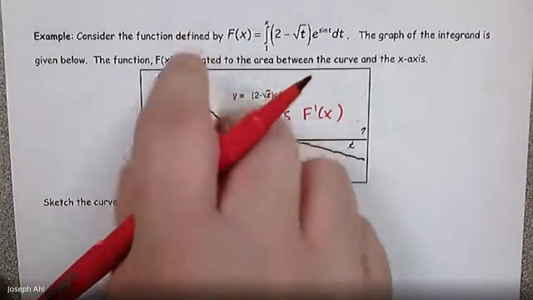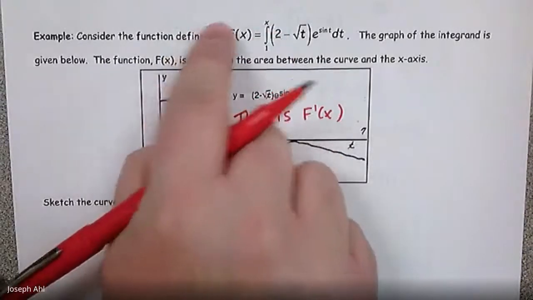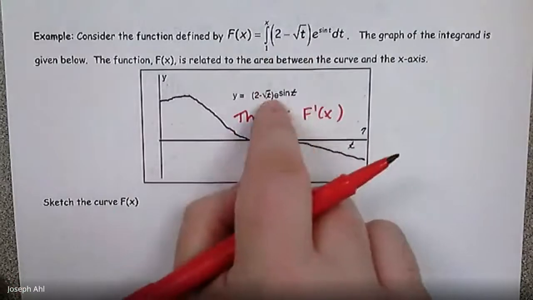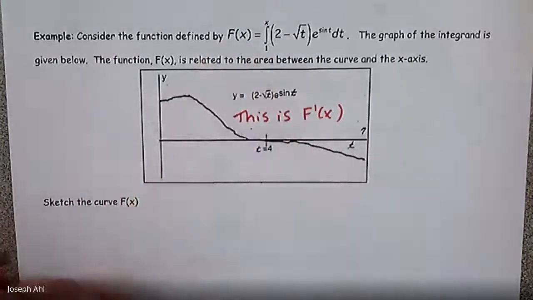But that would make sense if I applied the fundamental theorem, right? Take the derivative of both sides. That would plug in an x over here, and this function in terms of x would equal f prime of x then.